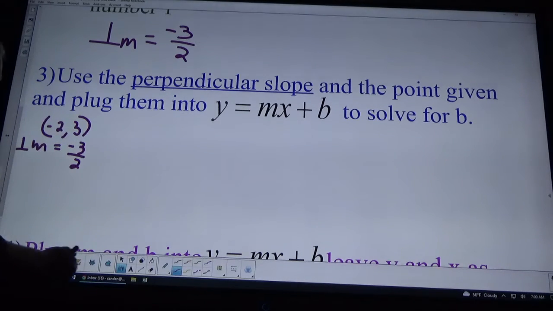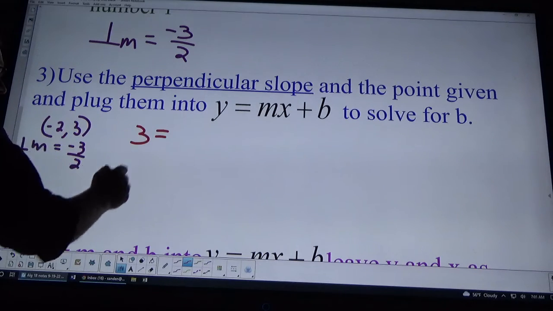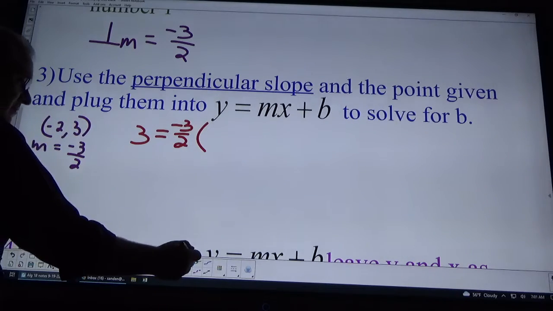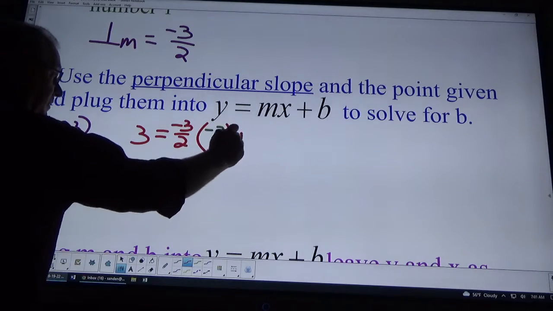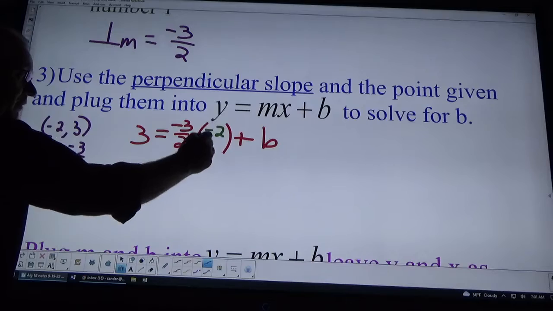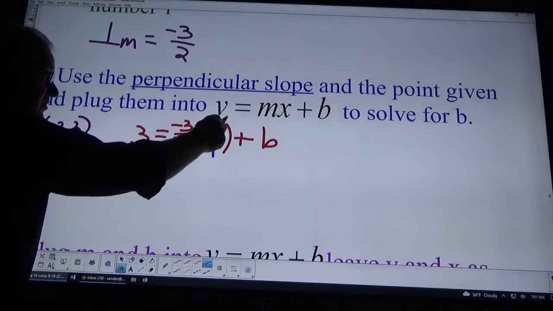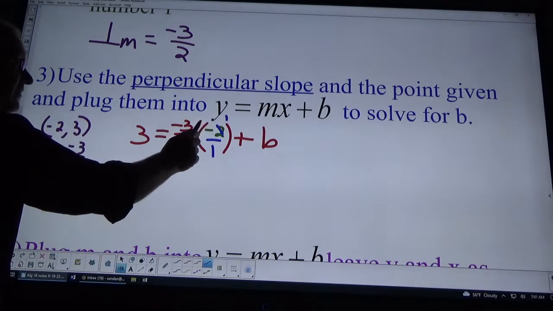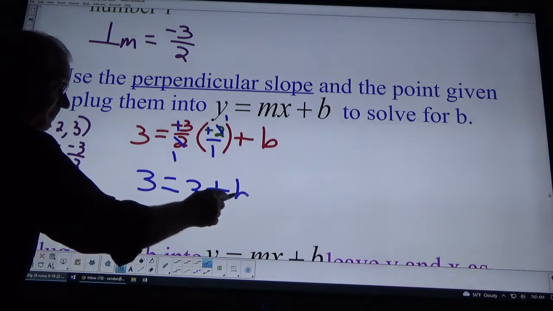It's a coincidence that those numbers are similar. y, 3, equals m, negative 3 over 2, times x, and x in this case is negative 2, plus b. Now I'm going to throw that over 1 to make our job easier. You can multiply the tops and the bottoms, then simplify, or you can reduce as you go along. 2 and 2 reduce with each other, 1 on top, 1 on bottom. Negative and negative make a positive, so I end up with 3 equals 3 plus b.